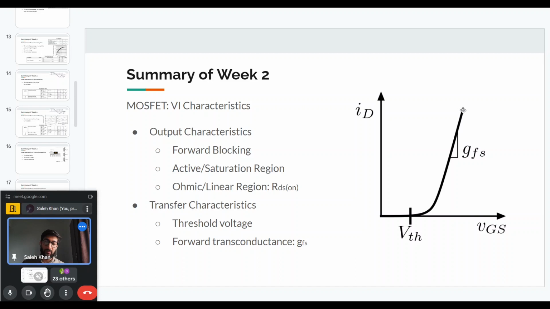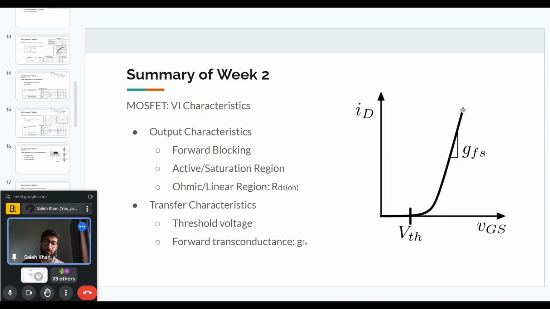And this curve will also depend on the temperature and the drain source voltage. But in general, we can find the slope of this waveform, and that will give us what is called the forward transconductance of the device. And these curves and this value will actually be provided in some data sheets.